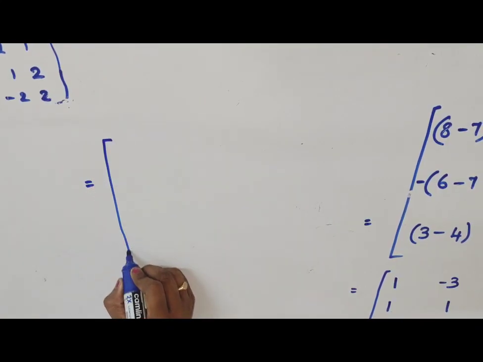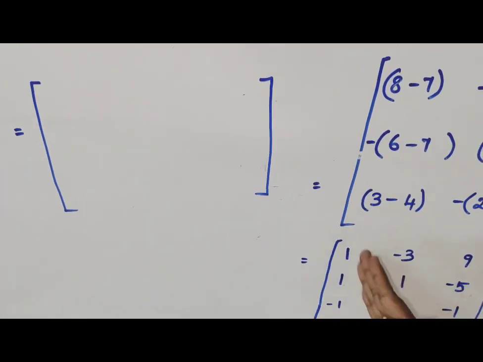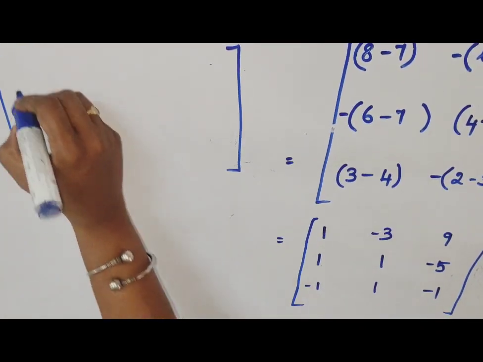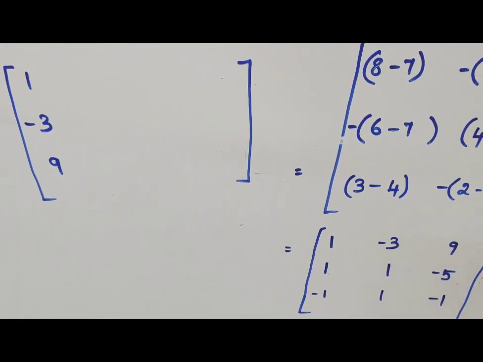Next step is we have to take the transpose. How to take the transpose means, this row we have to write it column wise. For example, first row 1 minus 3 9, we have to write column wise. First row has become first column. This is called as transpose.